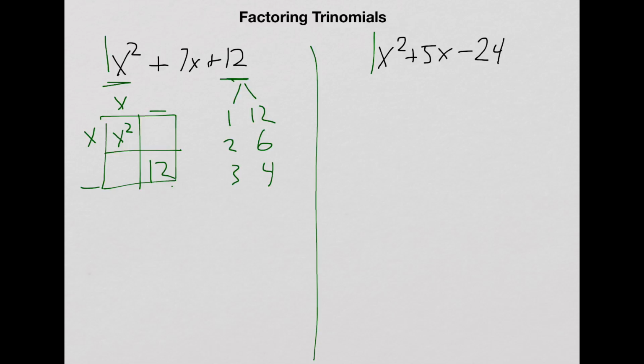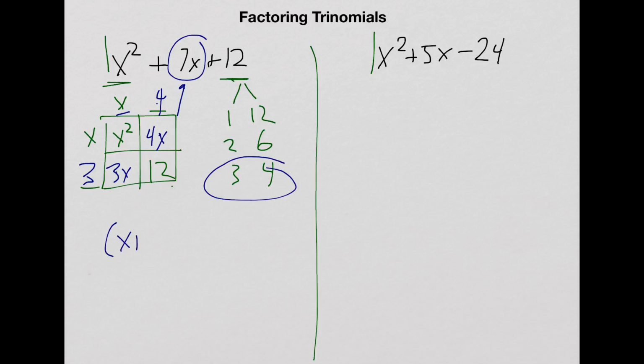This is where I've got to look at that middle term. Because I'm going to have x here and here, whatever number I put there is times x. I'll get those two numbers in these boxes. They have to add up to be 7. So I look at my options. 3 and 4 add to be 7. So I put a 3 here, 4 here, 4x, 3x gives me 7x. That's good. So I can write down my answer, which is x plus 4 times x plus 3.